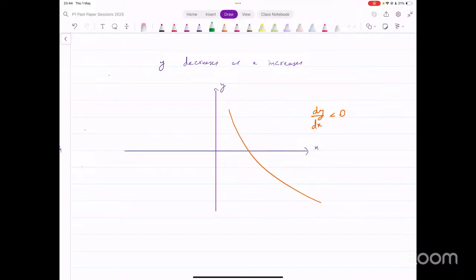Show the solution of question 10 part B, October November 24 paper 1-3. Okay, let me quickly do that.